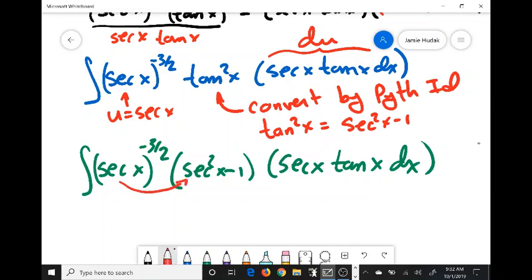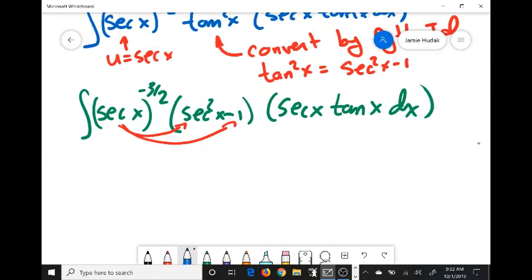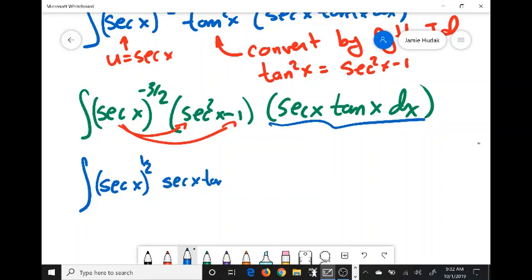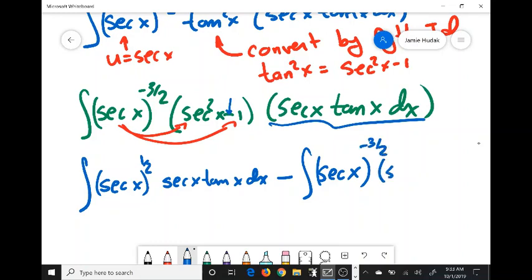And now when we distribute this through, secant to the negative 3/2 times secant squared, we're going to add the exponents, we're left with secant to the half power. And then it gets the du paired up with it, because that gets distributed through the parentheses as well. And then we have a minus here. So our next integral is secant x to the negative 3/2, because secant x to the negative 3/2 times 1 remains unchanged. We pair it up with our secant x tan x.